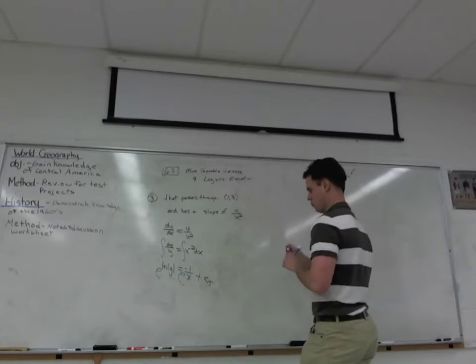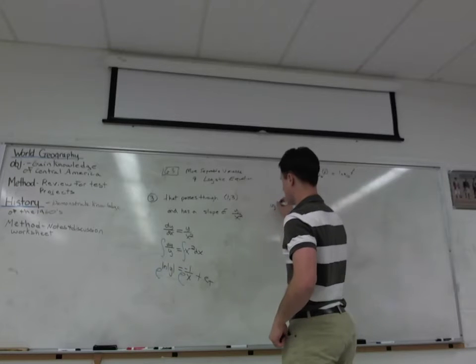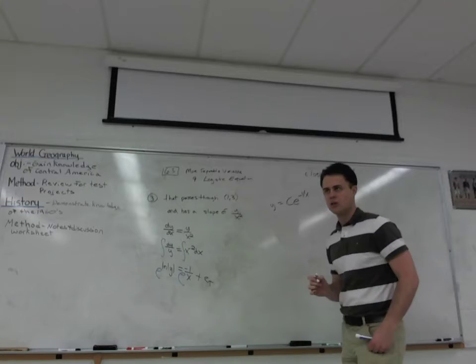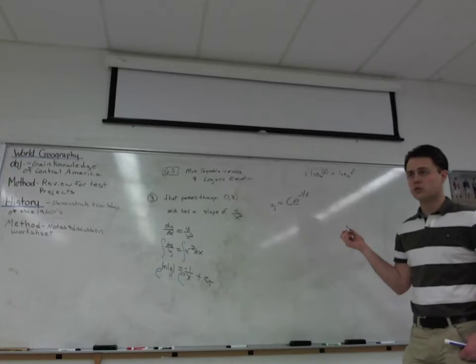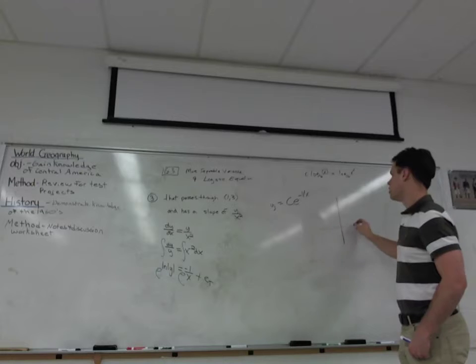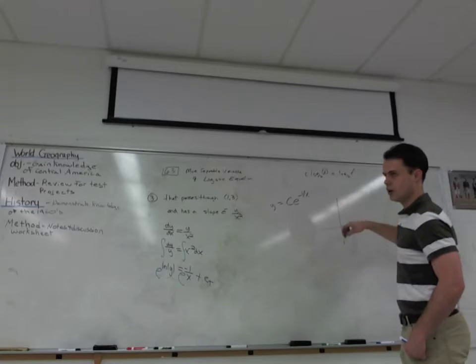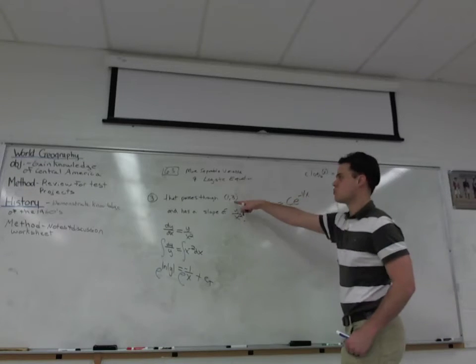So y equals c e to the negative 1 over x. Yes. Now that's only the general solution. If we had our slope field, we'd have a bunch of curves that would look like that. Now you substitute, so we can solve for C. We need the one that passes through this point.